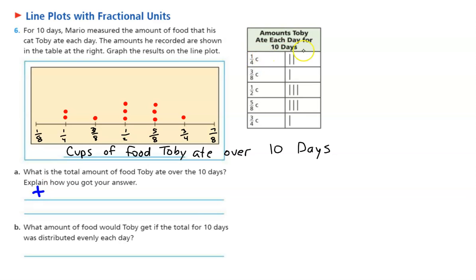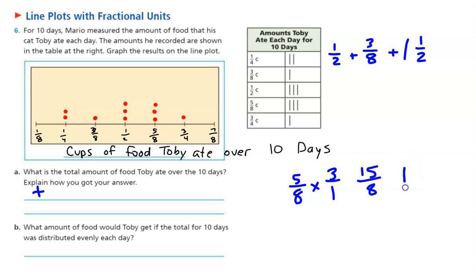So 2 groups of 1/4 cup would be 1/2 cup. 3/8 cup is all by itself. Here I have 3 groups of 1/2 cup, so that will actually be 1½ cups. I have 3 groups of 5/8, so that's going to be 5/8 times 3, which ends up being 15/8, which ends up being 1 7/8. So plus 1 7/8. And then finally there's 1 group of 3/4 cup. So then I'll add 3/4 cup.